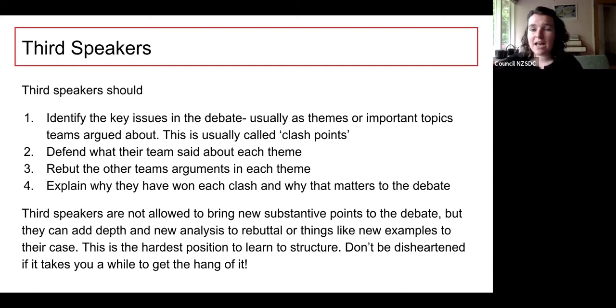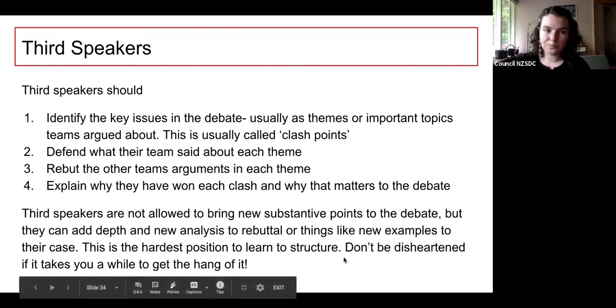The reason for that is that it means the other team doesn't have a chance to respond to you when you're on the neg. And it wouldn't be fair if only the third negative speaker wasn't allowed to bring it up. So to make it fair, both third speakers are not allowed to make new arguments in the debate, to ensure that teams are making arguments early on and actually debating about them as they go through.